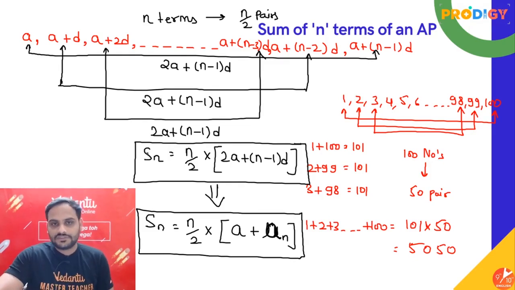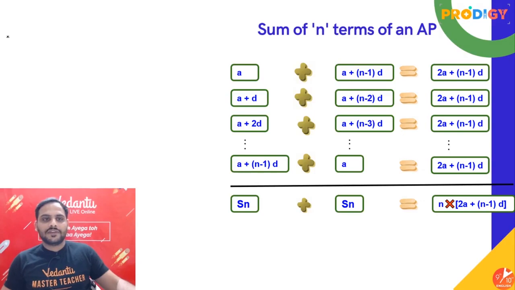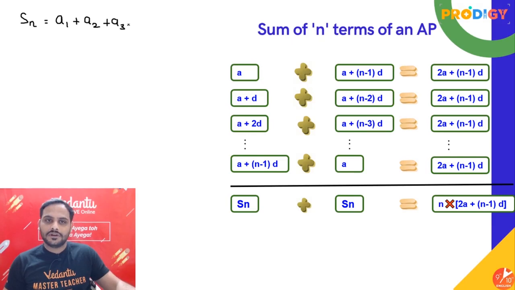Now one thing, bacha, you need to remember: when I write the sum of n terms, I always start from the first term, second term, third term, till the nth term.